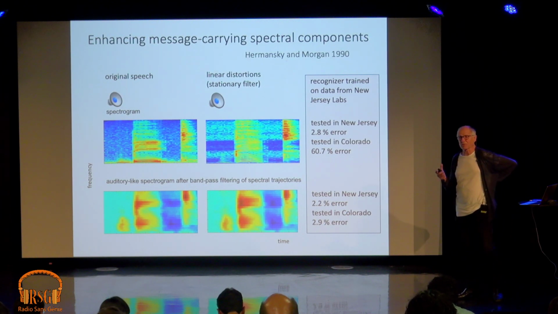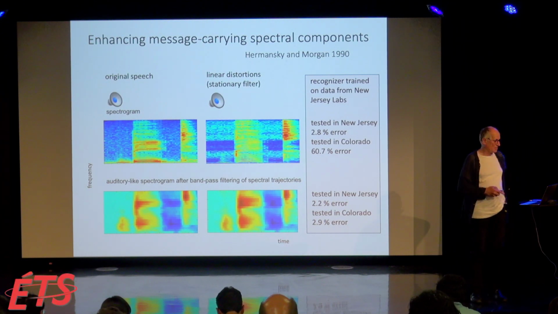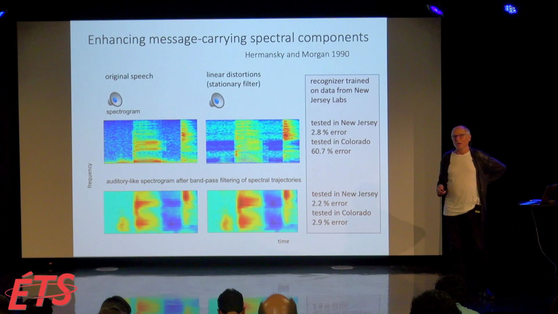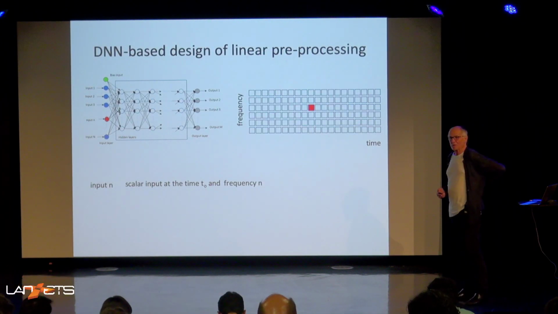Right? The DC was very different. After filtering, it became very similar, and the recognizer, of course, was working very well. Well, of course, it's tempting to do the same thing with a neural net. So neural net one looks like this.